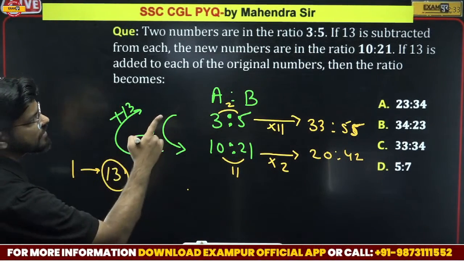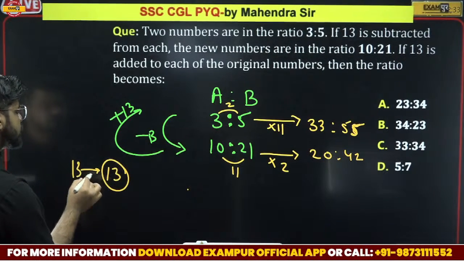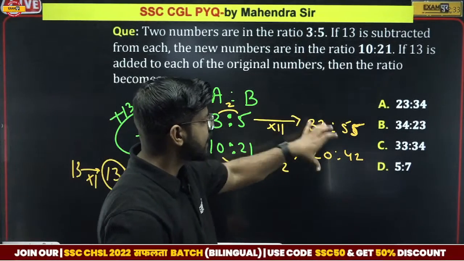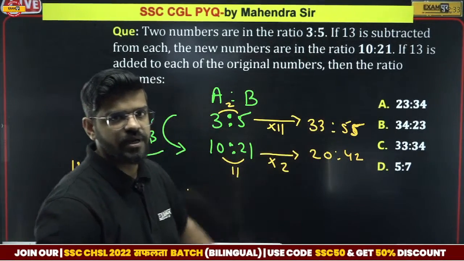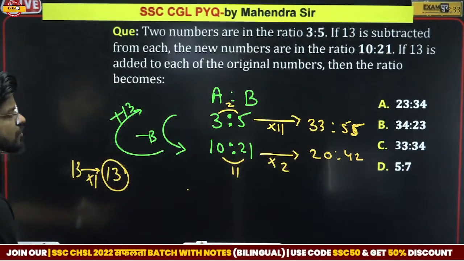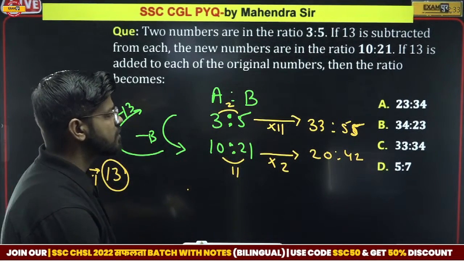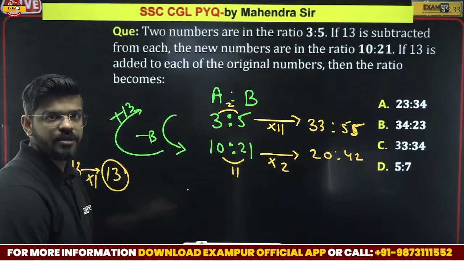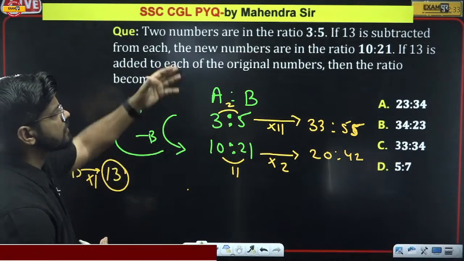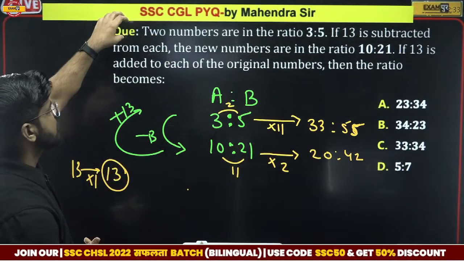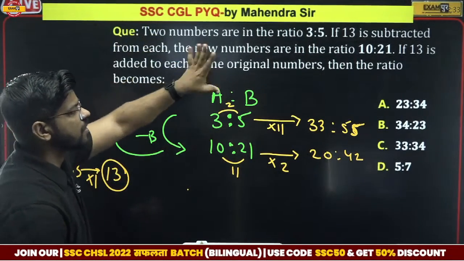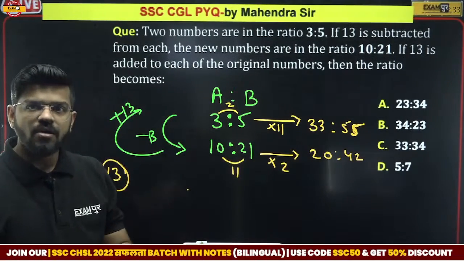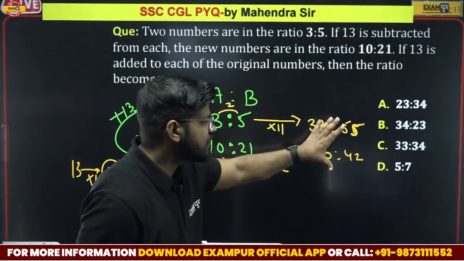We are adding 13 now. That means 13 is equal to 13. So the multiplying factor is 1. So directly we have our answers. The question is asking what will be the new ratio if we add 13 to each of the original numbers. The original numbers are 33 and 55. Now the new operation will be done on the original numbers.